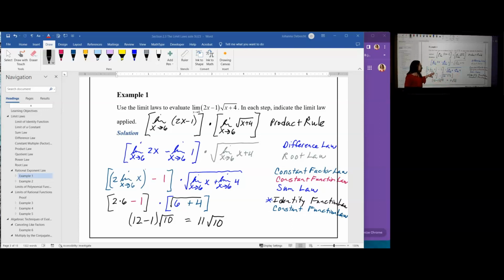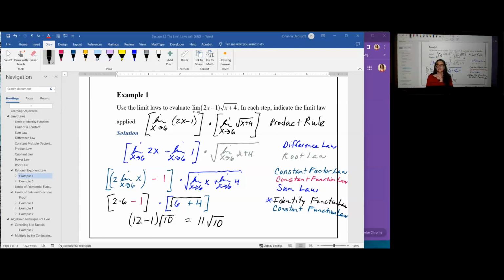Then again over here, we apply the identity function law to get the limit as x approaches 6 of x to be 6 multiplied by a 2. We bring down the minus 1. Now under the radical, we can again apply the identity function law and apply the constant function law again to come up with the values of 6 and 4. This ends up giving us 11 square roots of 10 as the limit value.